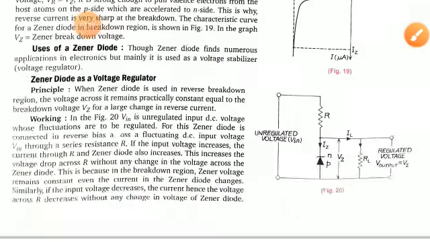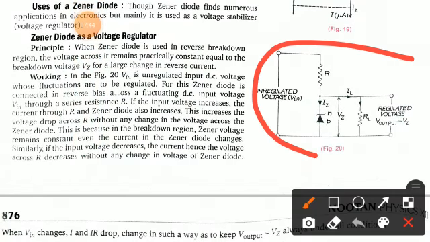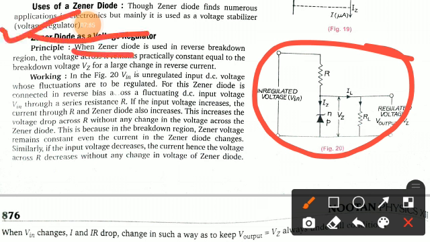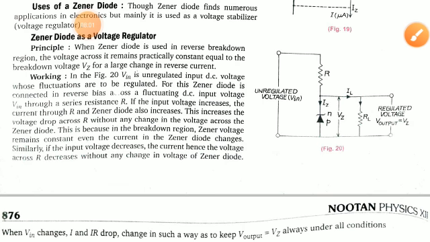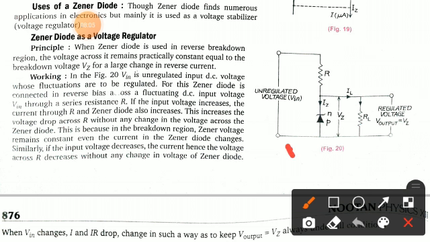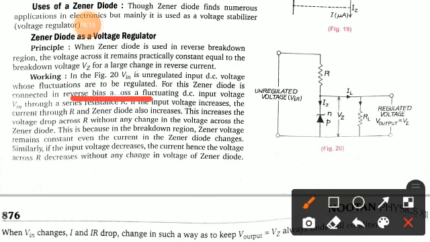Now we will talk about the Zener diode as a voltage regulator. Here you can see the figure of the Zener diode which works as a voltage regulator, and this is the most important property. When the Zener diode is used in the reverse breakdown region, the voltage across it remains practically constant, equal to the breakdown voltage, which is Vz, for a large change in the reverse current. Clear? What is the working? In figure number 20, V input is the unregulated input DC voltage whose fluctuations are to be regulated. For this, the Zener diode is connected in reverse bias across a fluctuating DC input voltage through a series resistance R.